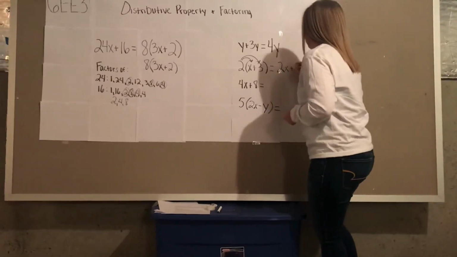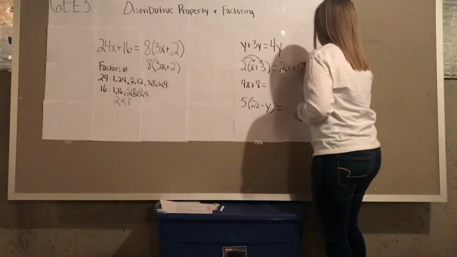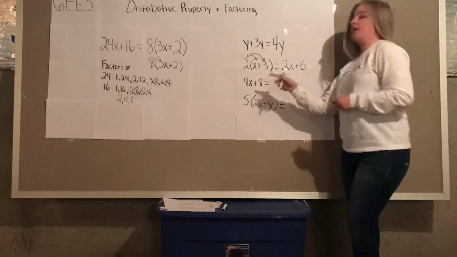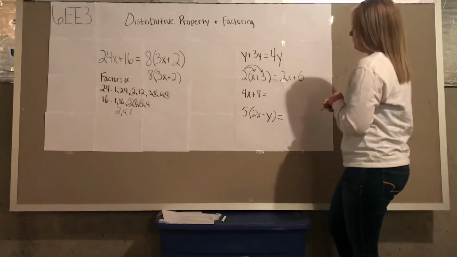And then plus 6. 2 times 3 is 6. Yes. Alright, now we have 4x plus 8. This is where we're going to use our factoring.